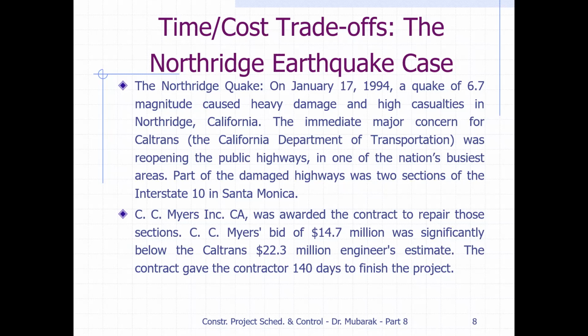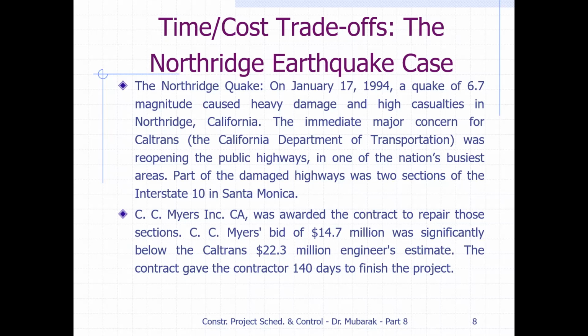The immediate major concern for Caltrans, the California Department of Transportation, was reopening the public highway that was damaged due to the earthquake in one of the nation's busiest areas. Part of the damaged highway was two sections of Interstate 10 in Santa Monica. So that was also a problem. Contractor C.C. Myers International of California was awarded the contract to repair those sections.